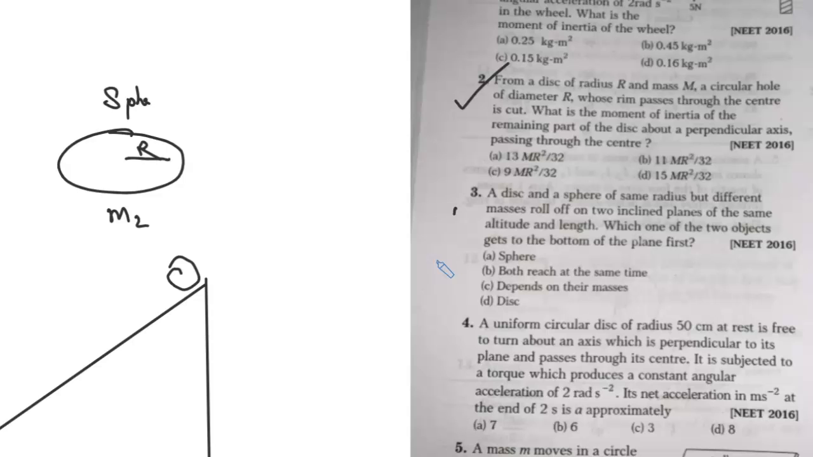Very intelligent questions. This is not just a simple thing. They are asking which one of the two objects gets to the bottom of the plane first. You need to understand how fast each of them is going to be rolling. So what will you think? How will you do it? Any idea?